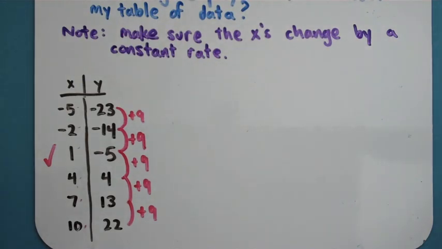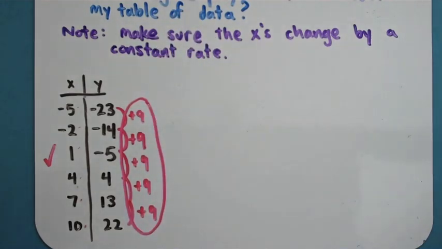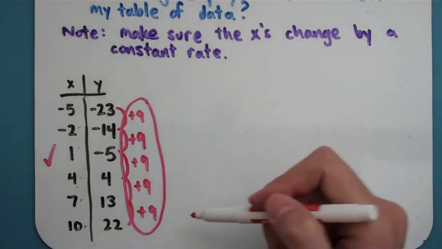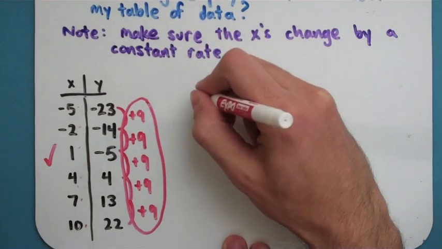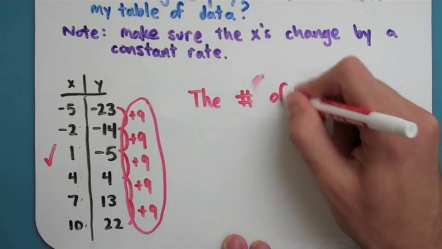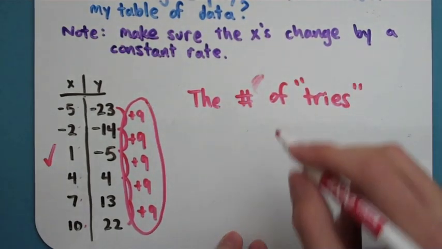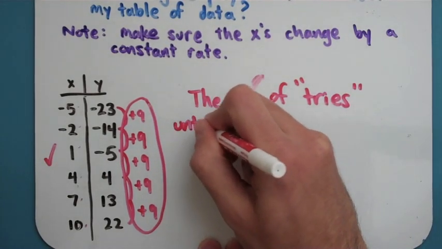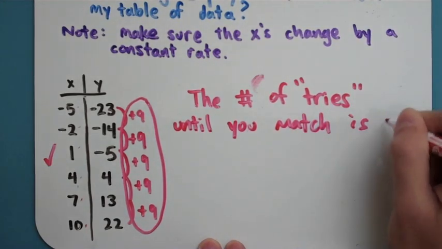Now, when we did this problem, notice that we got the exact same number each time. That number matched. That's good. That means that our finite difference process is done. What we're going to be doing is this process here, and seeing how many times we have to try until our number matches. By tries, I mean this whole thing here was one try. So the number of tries until you match is the degree of the polynomial.